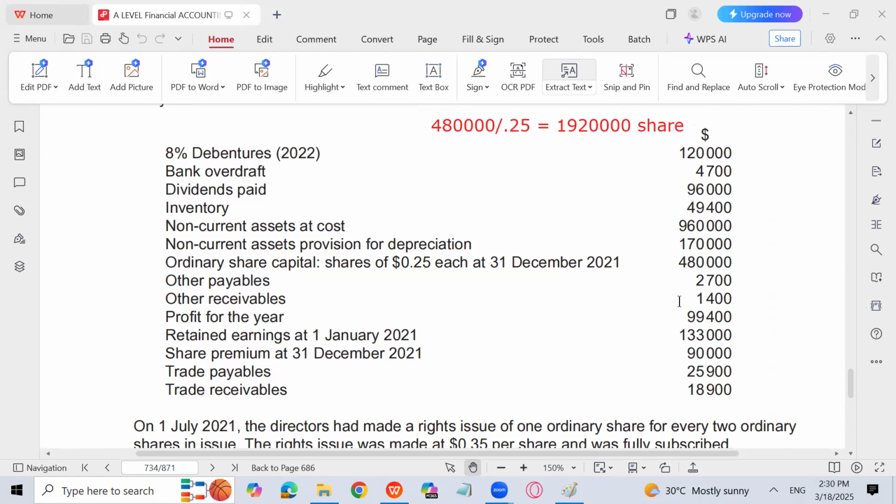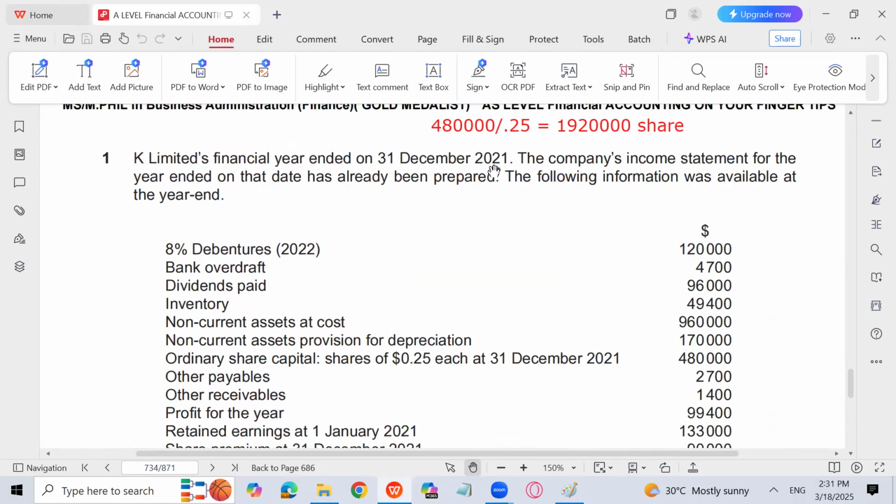Other payables 2,700, other receivables 1,400. Profit for the year is given. Retained earnings at 1st January 133,000. This is very important. Students have asked me, sir, retained earnings should include profit for the year because the date given in the question is 31st December 2021. But that's not true actually.